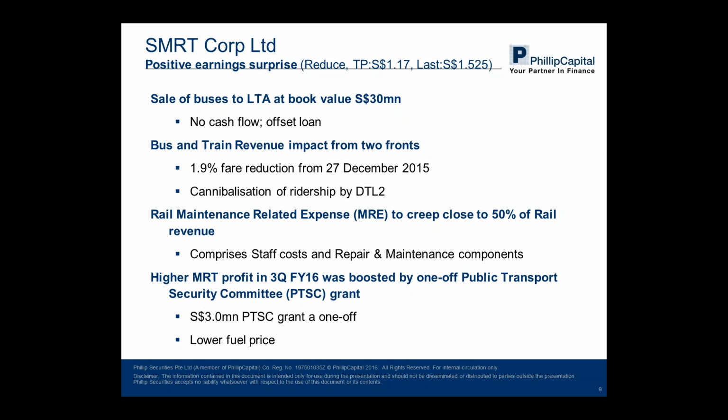The management from SMRT have given the outlook that they are expecting their train and bus revenue to be impacted on two fronts. Firstly, this is the 1.9 fare reduction that came into effect from 27 December, as well as cannibalization of ridership by Downtown Line 2. So Downtown Line 2 runs parallel to some of their bus services, as well as a section of the north, south, east, west line on the western part of Singapore.